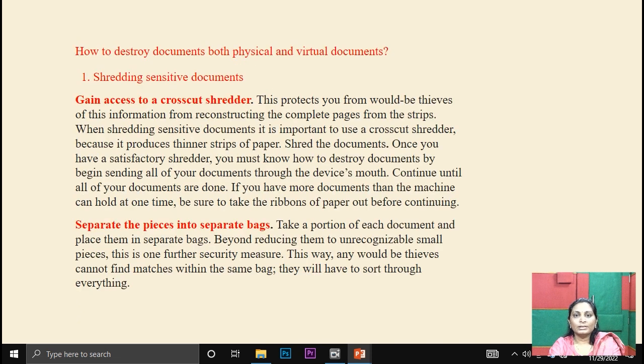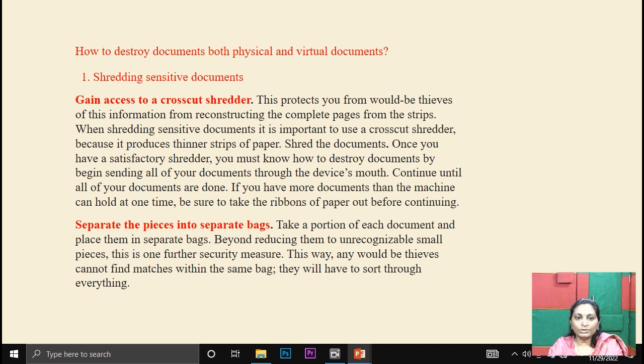How to destroy the documents, both physical and virtual. Physical means our hard copy and virtual means our soft copy. First is shredding a sensitive document. A shredder is a machine which cuts our documents into small pieces so that no one can read the data on those papers.